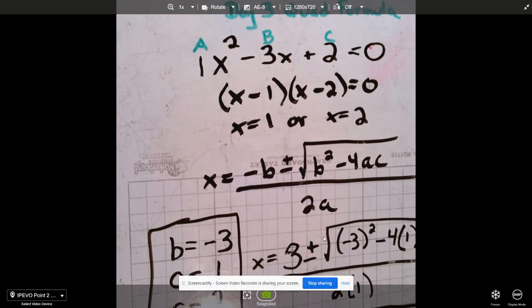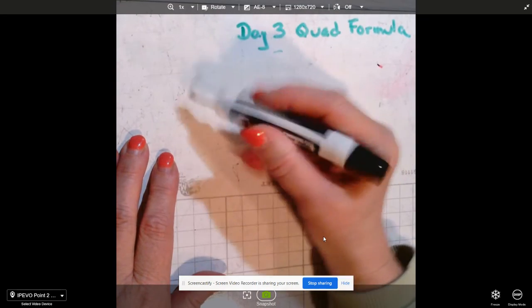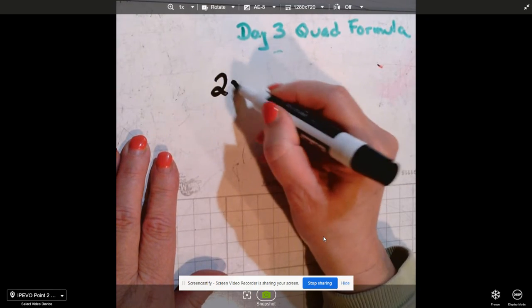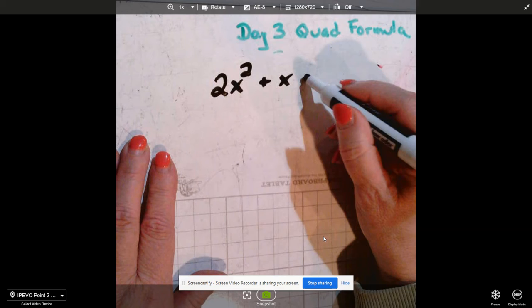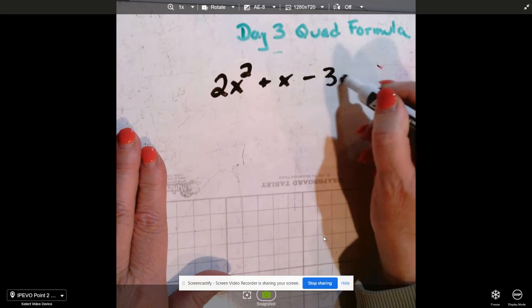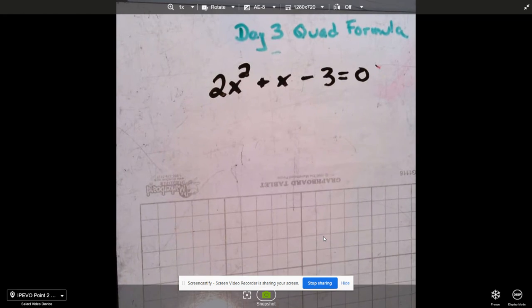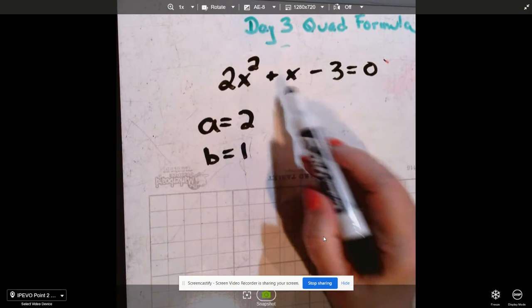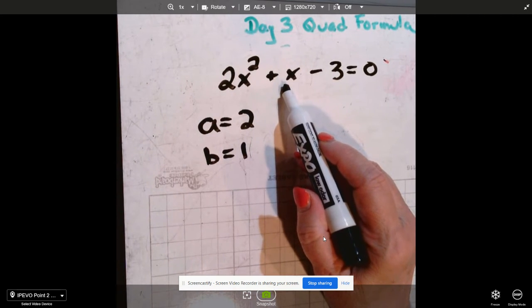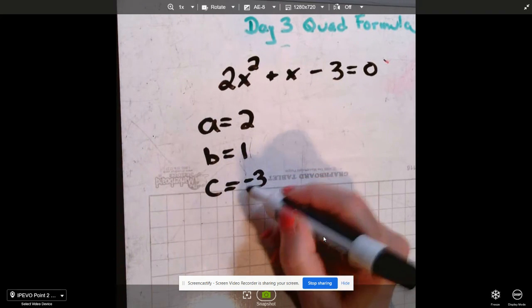Let's do another example now, and let's do one that's not factorable. So I'm just going to make up an example. I don't know how it's going to come out, but we will see. Let's see, I'll have 2x squared plus x minus 3 equals 0. All right, so now in this case, my A value is 2. My B value is 1, because there's nothing there, so 1 is understood. And my C value is negative 3.